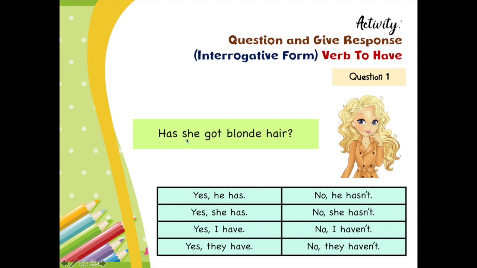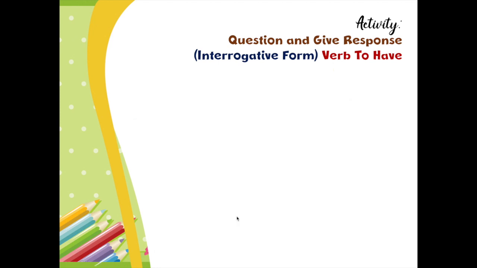Next, the subject pronoun is she, so you don't have to look at the subject pronoun he. So the answer is either yes, she has or no, she hasn't. Back to this picture again. Has she got blonde hair? The answer is yes, she has. Because her hair is blonde, you have to use a positive answer. So yes, she has.